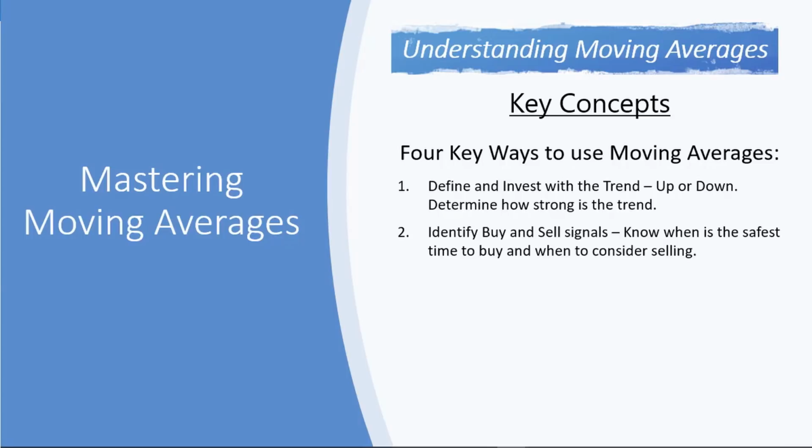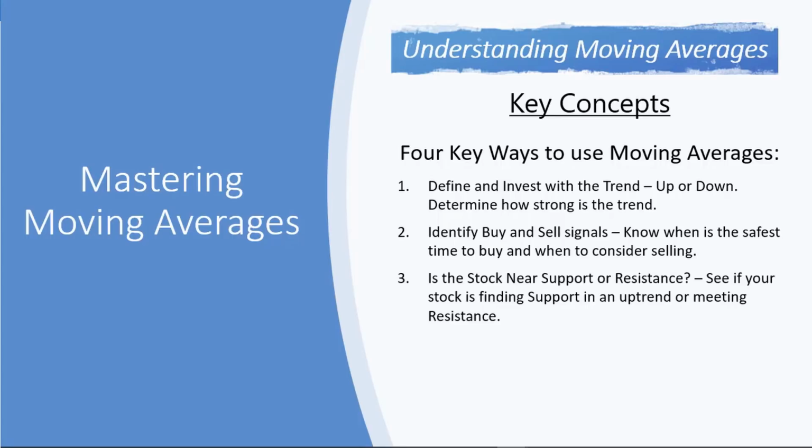We can identify buy and sell signals, know when is the safest time to buy and when to consider selling. Crossovers help us with that, using 2 or more moving averages in a trading technique, in a trading system. The crossover signals will identify buy and sell signals. Short-term moving average crossing above a longer-term moving average, that's the buy signal. Short-term moving average crossing below the longer-term moving average, that's a sell signal. And that goes for all different types of crossovers, a 50 and a 150, a 3 and an 8. Those crossovers are signals with those moving averages.